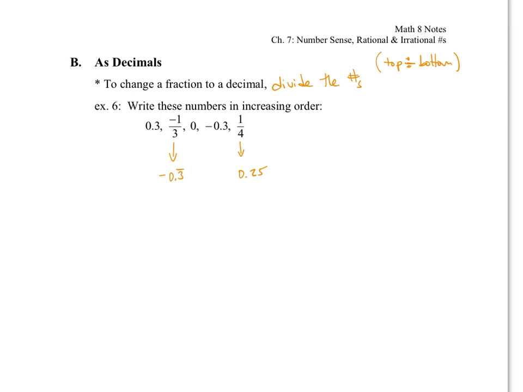So now you have, let me write these underneath in a different color. You have negative 0.3 repeating. You have 0. And you have 0.25. And you have 0.3. What is my smallest number? Negative 0.3 repeating.